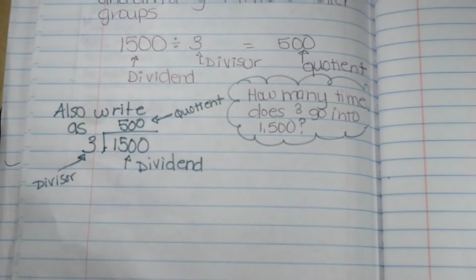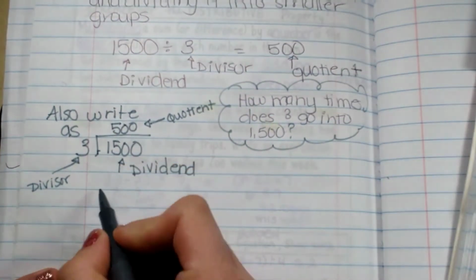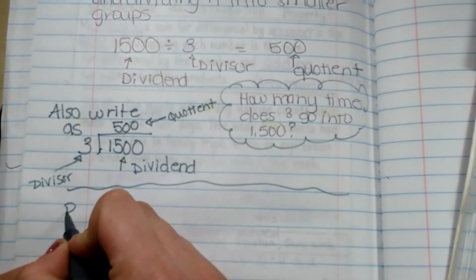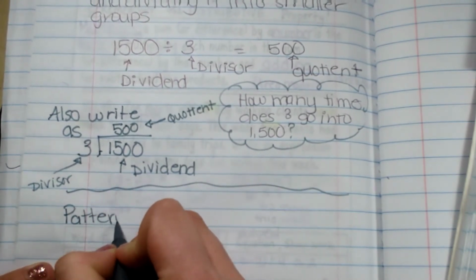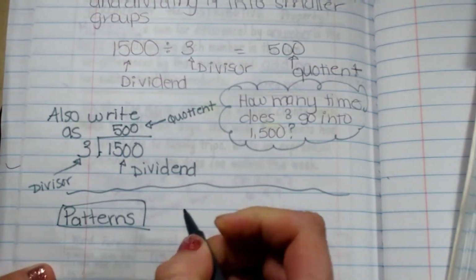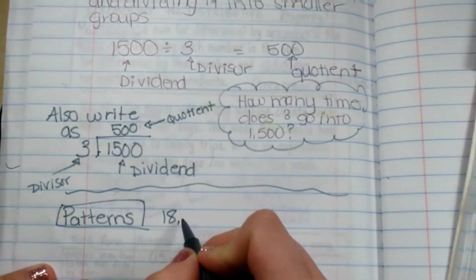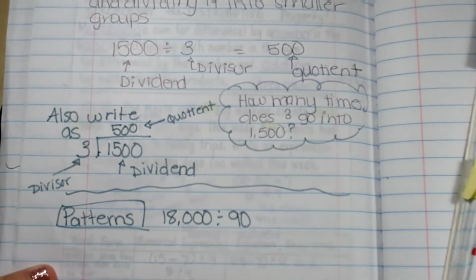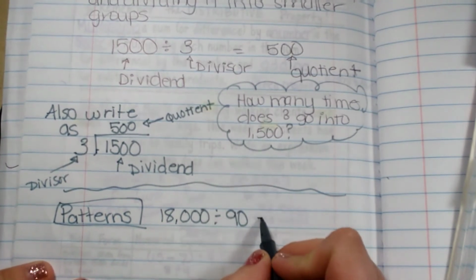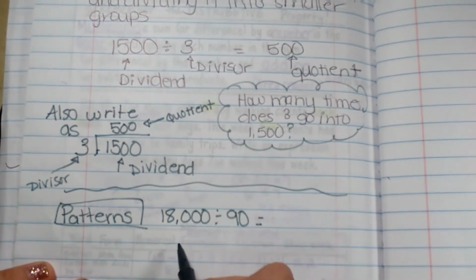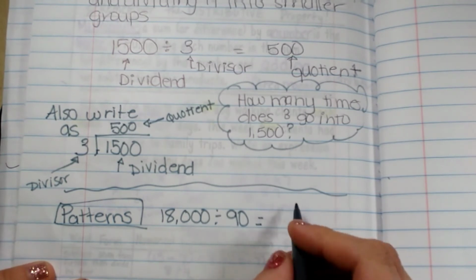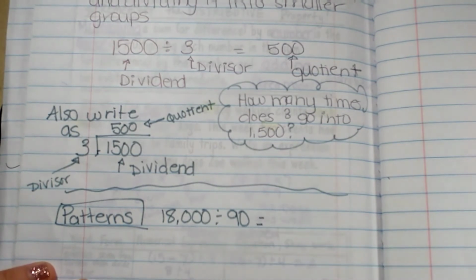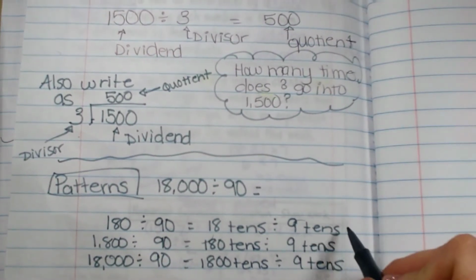Now, if I have, let's see, I'm actually going to draw a line here. If I have 18,000 divided by 90, I'm going to find some patterns. All right, so we're going to find the answer to each of these.